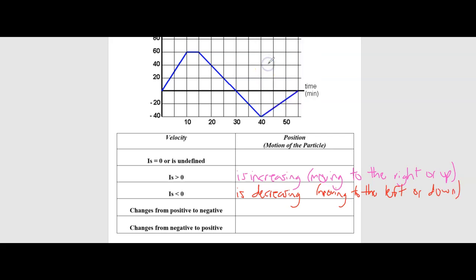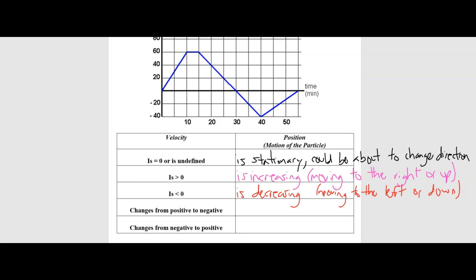When the particle's velocity is 0 or undefined, two things could be happening. One, the particle could be stationary. Or the particle could be about to change direction. And we will talk about how we can know the difference between those a little bit later.